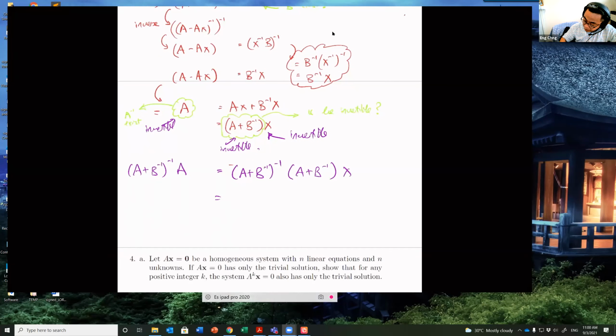And this guy, of course, reduces to identity. The left-hand side is X. The right-hand side is A plus B minus 1, bracket B minus 1. Finish.